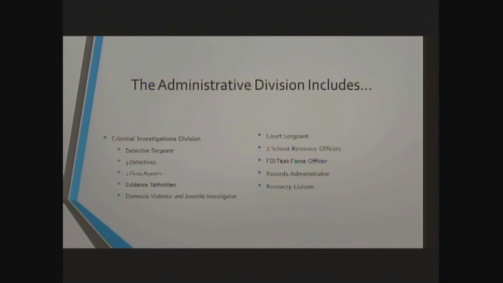So the division that I supervise includes the Criminal Investigations Division, which comprises a detective sergeant, 3 detectives, 2 drug agents, an evidence technician, and the domestic violence and juvenile investigator. Along with the Criminal Investigations Division, there's a court sergeant, the 2 school resource officers, and an FBI task force officer. And I also supervise 2 civilians, our records administrator, and the recovery liaison. And with the recovery liaison comes supervision of the Westbrook Recovery Liaison Program.